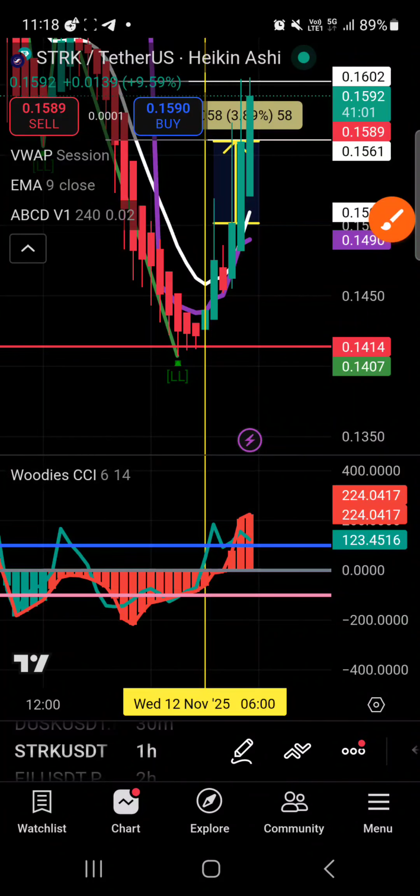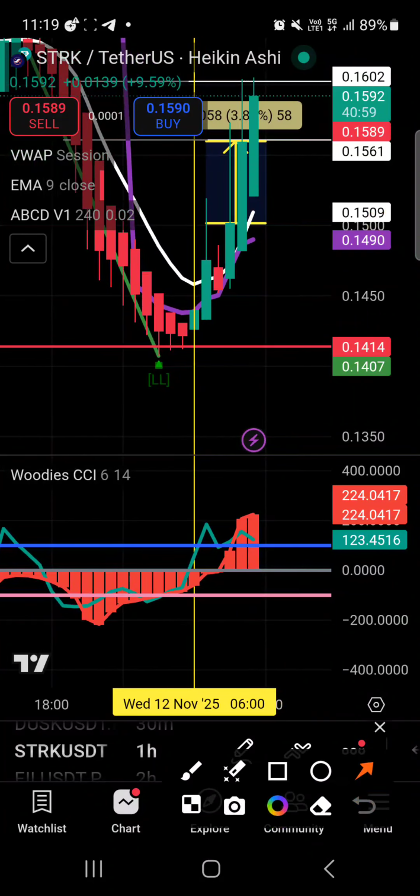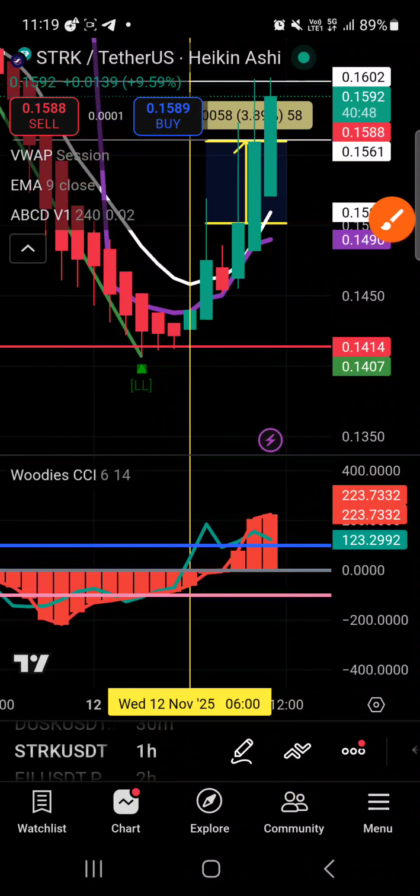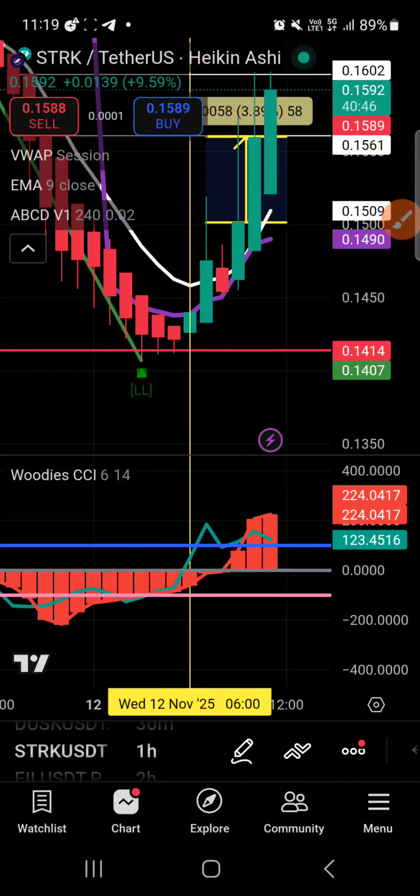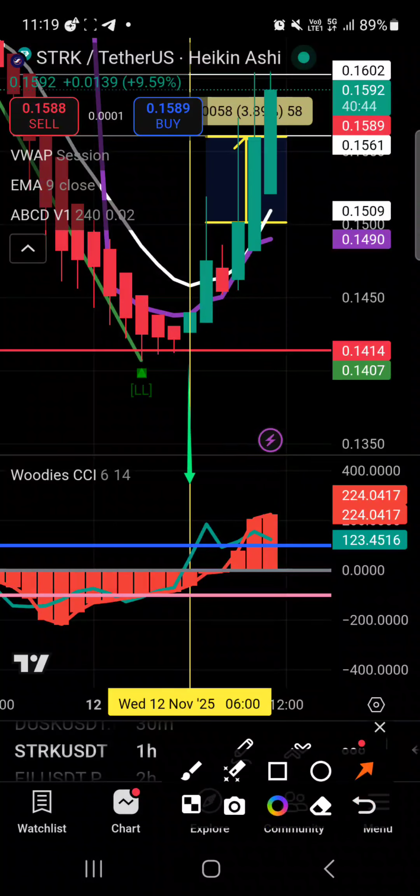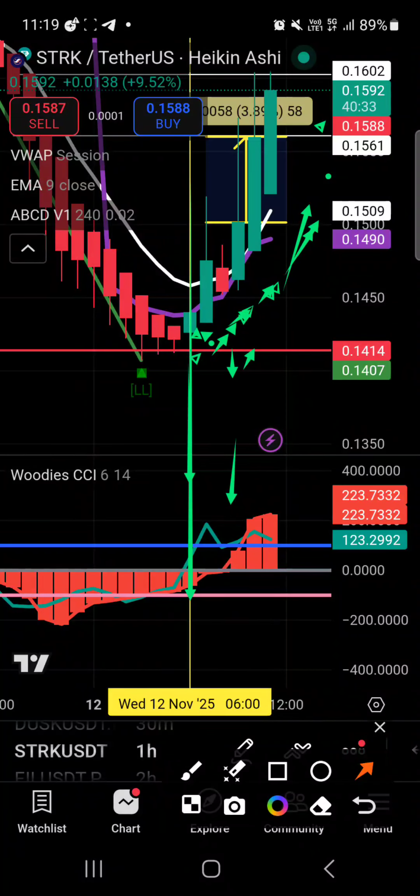So here, guys, as you can see, after I draw my support line, I put a vertical line on the last candle. This one was made in a 1 hour time frame. The goal of putting this vertical yellow line on the last candle is to see what will happen after this yellow line. Is it going to be a downtrend or an uptrend? That's why I put the vertical line.